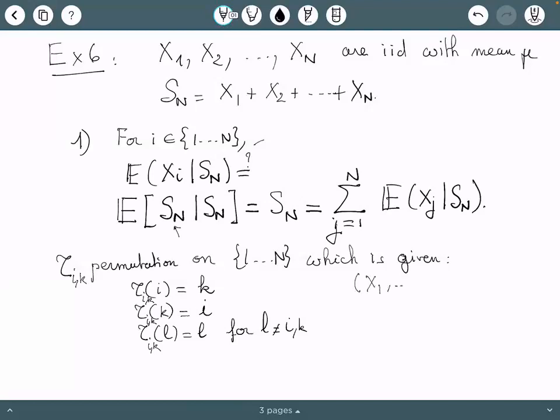And then, since x1, ..., xn are IID, it means that this vector has the same law as x_tau(1), ..., x_tau(n), where you permute according to this tau_ik. They have the same law. And of course, this Sn is completely invariant by this tau_ik. When you permute the indexes of the xi, you don't modify the sum.